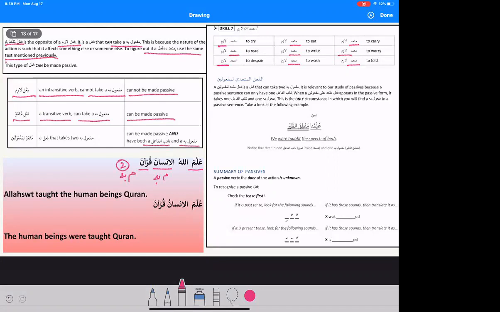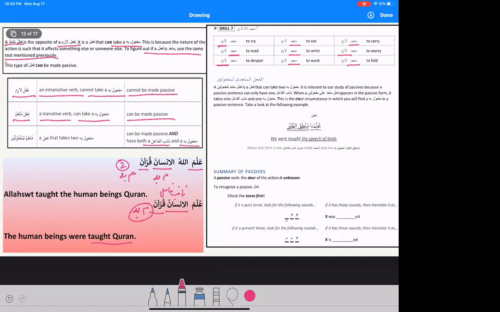Now when I turn it into passive, I say ullimal insanu Qur'ana. Human beings were taught Quran. There is no fail right now, so we removed the word Allah, because we are making it passive and do not need a fail now. So ullimal insanu, this first mafulun bihi changes into naib fail. The human beings were taught, and the word Qur'ana is mafulun bihi. That means we can still have mafulun bihi in a passive sentence, but only when a fail takes two mafuls. I hope it is making sense to everyone.